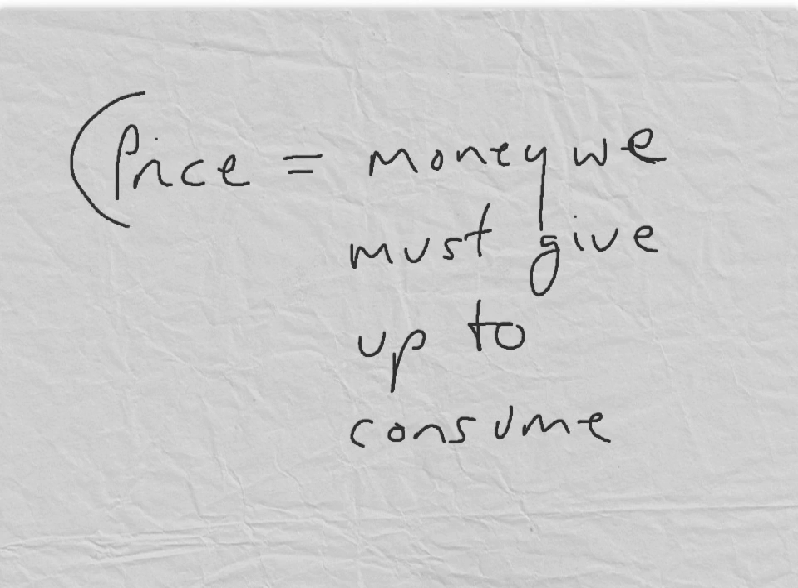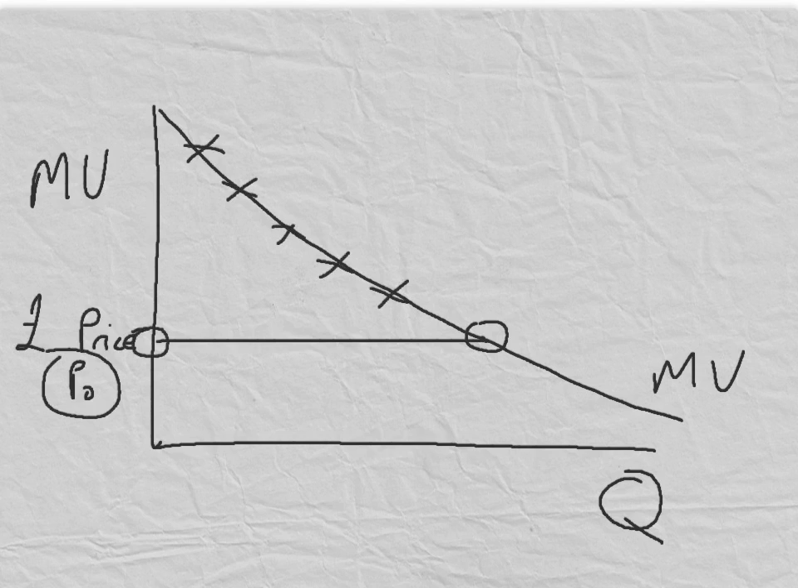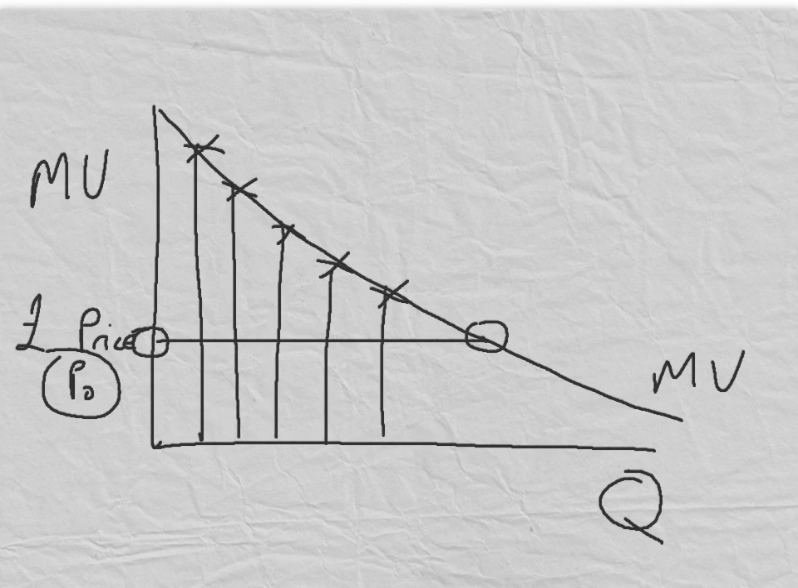So, now let's look at what we have to give up to consume something. We have to pay for the good that we are consuming, and we pay the price. So the price is the money we must give up in order to consume. What does this tell us about consumer behavior? Well, imagine we're paying a price in pounds, which is a certain amount, let's say P0, and P0 is here. As long as the pleasure we get is greater than the price we pay, we will continue to consume the product. So the first, second, third, and fourth units of this product give us more extra pleasure than the money we have to give up.